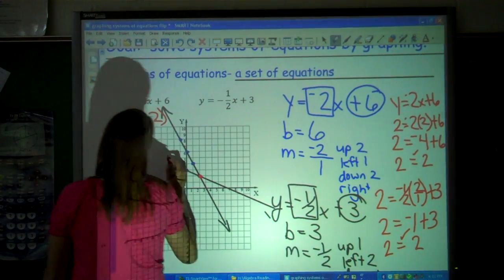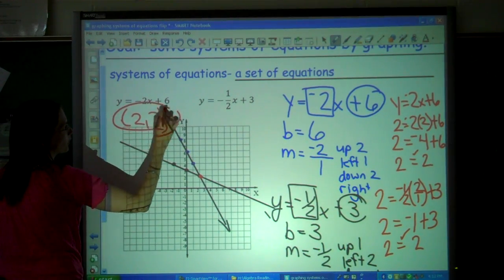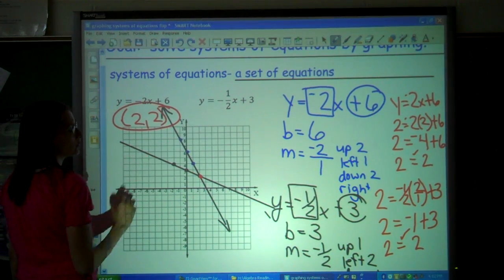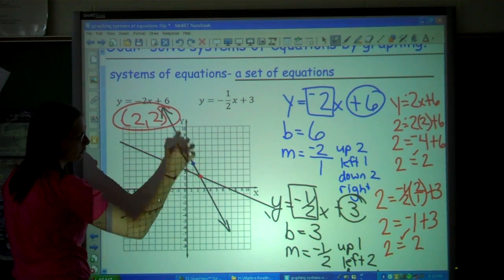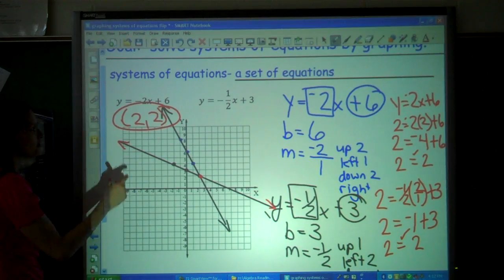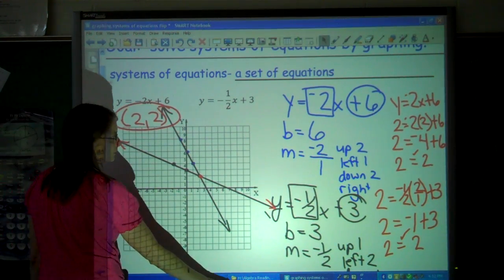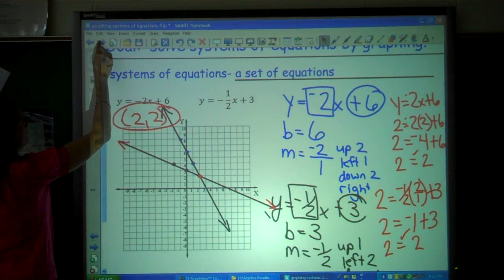So this is the solution to these two equations. This point will work in both of those equations, and it will be on both of those lines. So that is the answer for this system of equations: x is positive 2, y is positive 2. Now we're going to do another one.